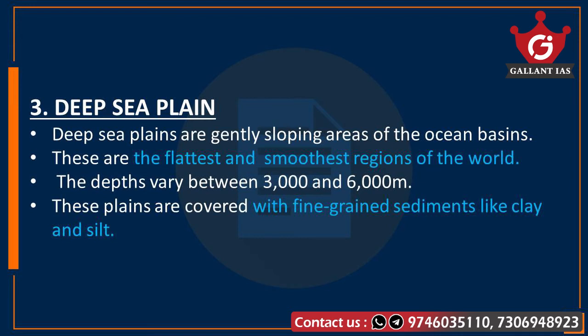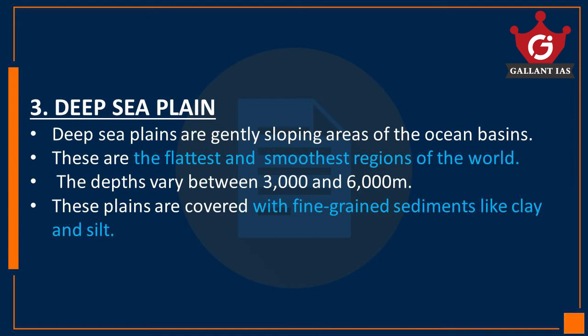Then the next one is the deep sea plains. The deep sea plains are generally gently sloping areas of the ocean basins. These are the flattest and the smoothest regions of the world. So please note that, as it is an important fact for your prelims also. Here the depth varies between 3000 and 6000 meters. Also, these plains are covered with fine-grained sediments like clay and silt.